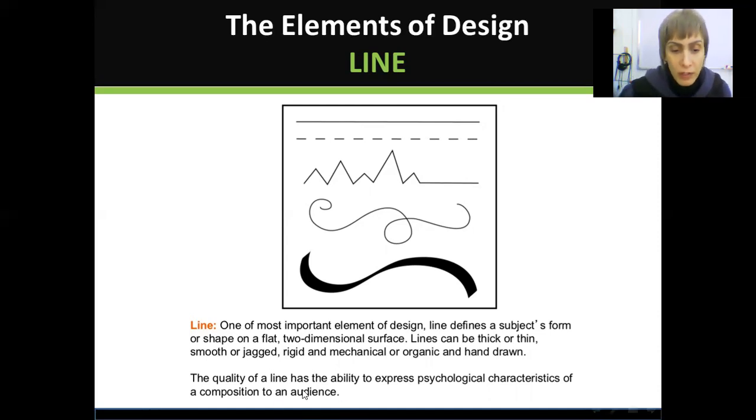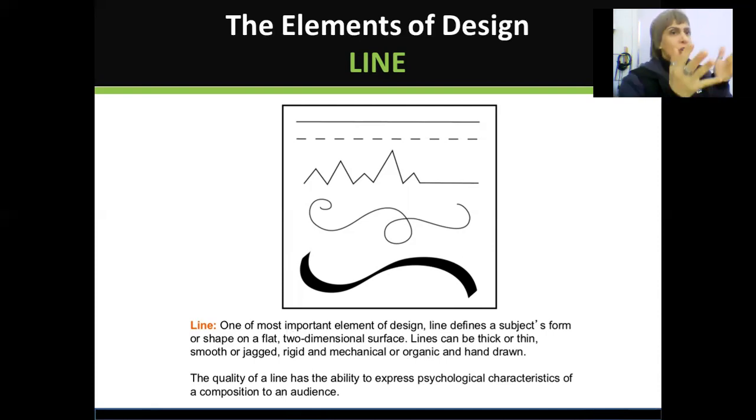So here we have a thick line, a strong line, then it becomes something else. So the quality of a line, okay? This is another way of discussing line. The type of line, you say the quality of the line, has the ability to express psychological characteristics of a composition to an audience. So this is very important here. The type of line I'm using can give a psychological effect.